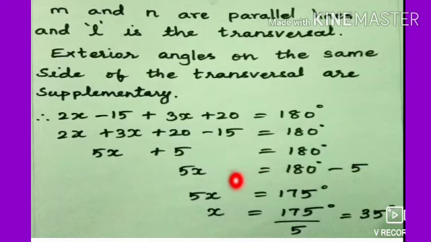Now we have to find the value of x. So x is equal to 175 by 5. Here the 5, when it crosses the equal to sign, becomes 1 by 5. So 175 degree divided by 5 gives 35 degree. When we divide 175 by 5, we get 35 degrees. So the value of x is 35 degree.